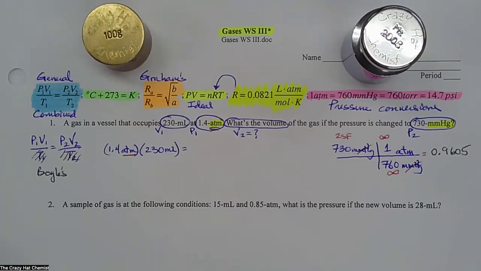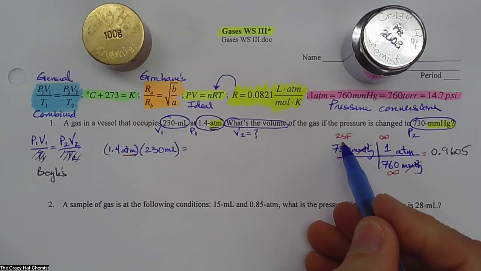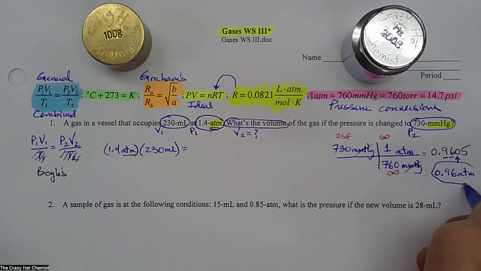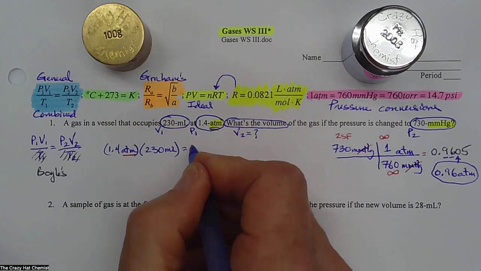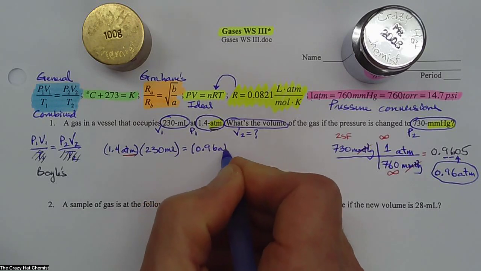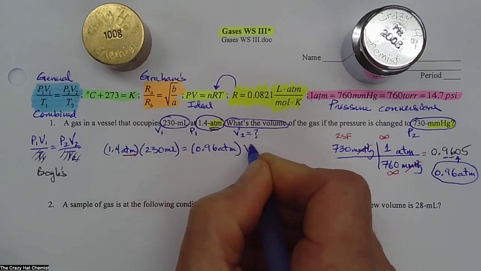I'll get 0.9605. Now I need to maintain the number of significant figures that I had, which is 2. So that's 1, 2. I'm rounding with that 0, so it'll be 0.96 ATM. All right, perfect. This is the number, 0.96, and the units, ATM, that will go in my equation right here. So that's 0.96 ATM, and then V2.